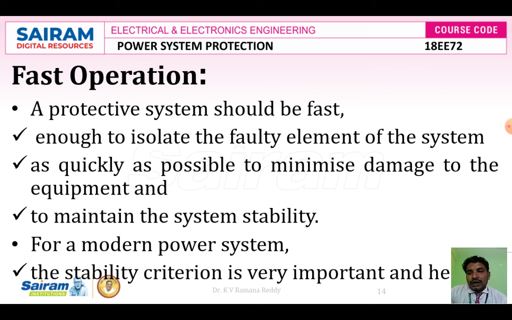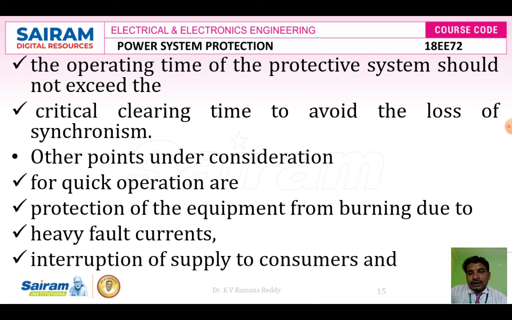Another requirement is fast operation. A protective system should be fast enough to isolate the faulty element of the system as quickly as possible to minimize the damage to the equipment and to maintain the system stability. For a modern power system, the stability criterion is very important, and the operating time of the protective system should not exceed the critical clearing time to avoid the loss of synchronism.